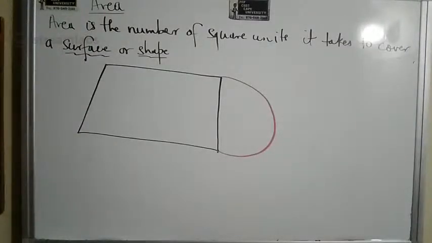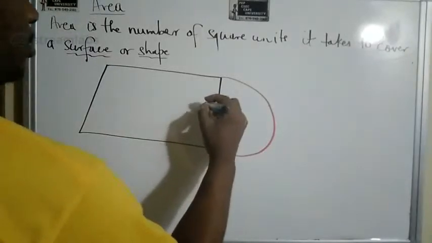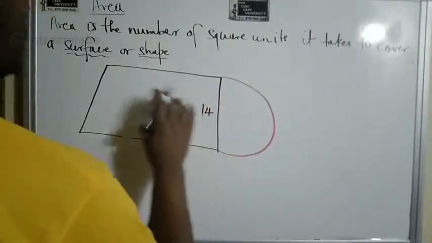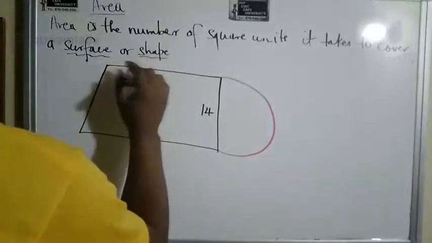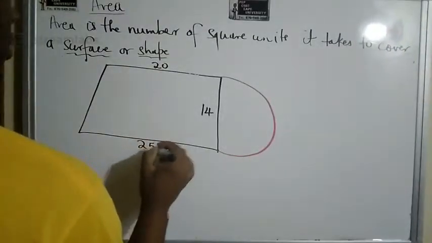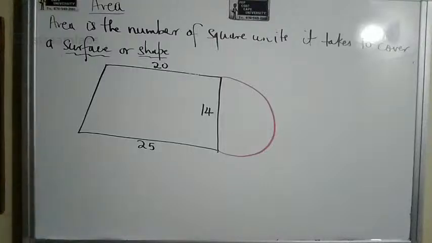Let's just put in some measurements. We got this to be 14. This was 20. This is 25. And you're asked to find the area.